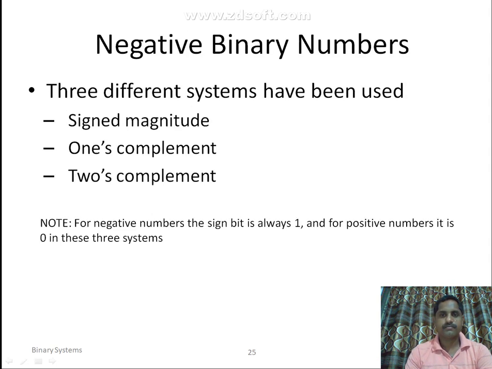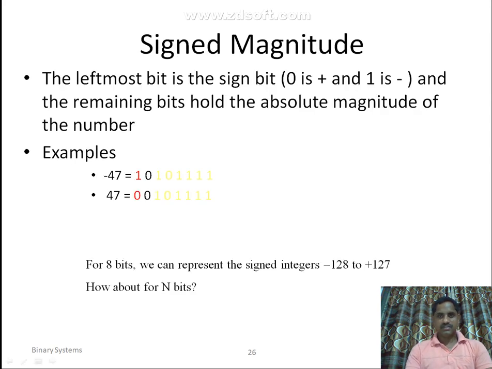Okay. In negative binary numbers, three different symbol systems have been used. The first one is signed magnitude, then 1's complement and 2's complement. And see here, for negative numbers the sign bit is always 1 and for positive numbers it is 0 on these three systems. Okay. In signed magnitude, the leftmost bit is the sign bit, 0 is plus and 1 is minus, and the remaining bits hold the absolute magnitude of the number.